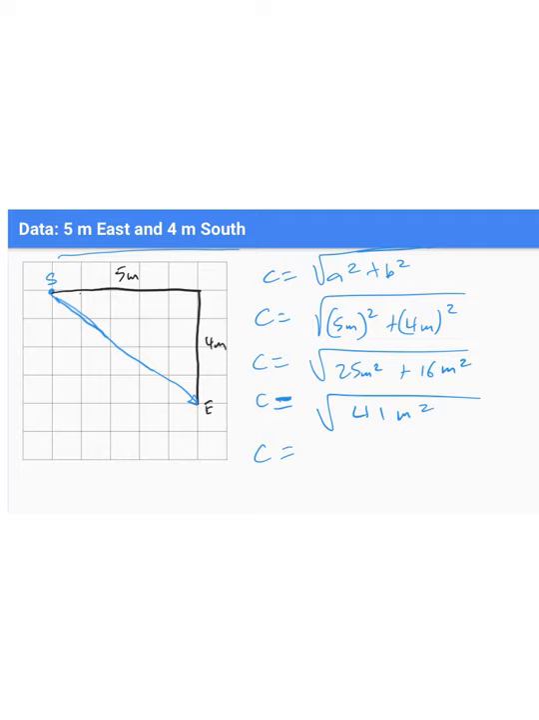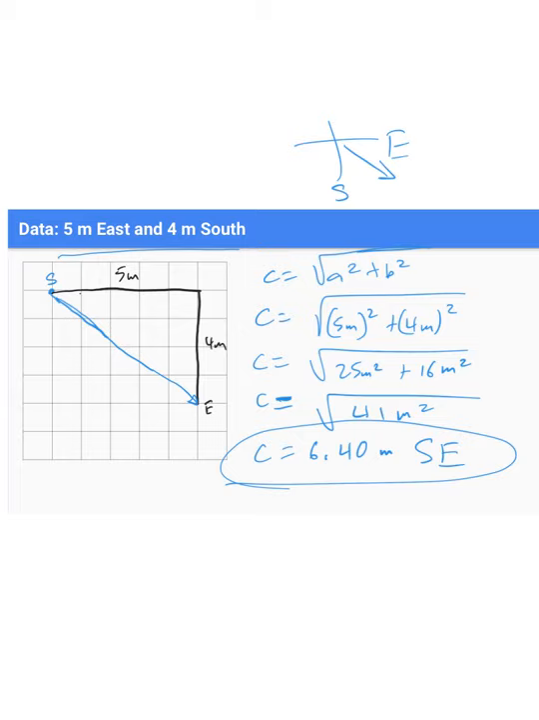So I go 41 square root or square root 41. And my calculator tells me 6.403. So I can just go 6.40. Now meter square is square root, so it becomes meter. And the direction of our arrow looks like it's going down and to the right. And down and to the right is south and east. And we circle our answer in math, so people know that's a final decision.